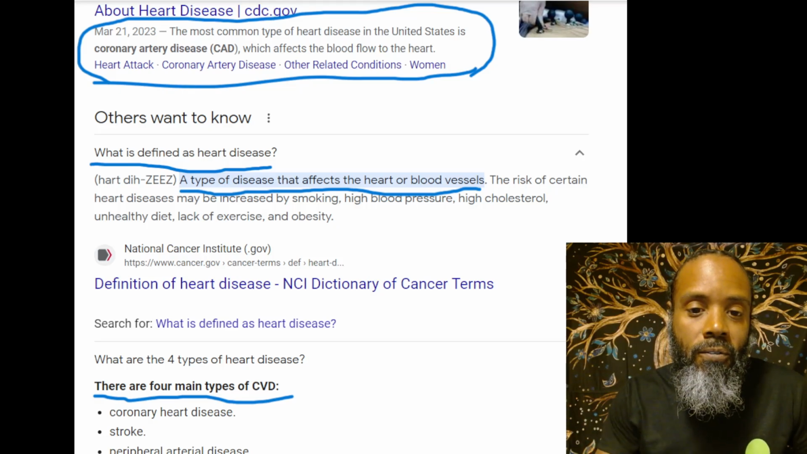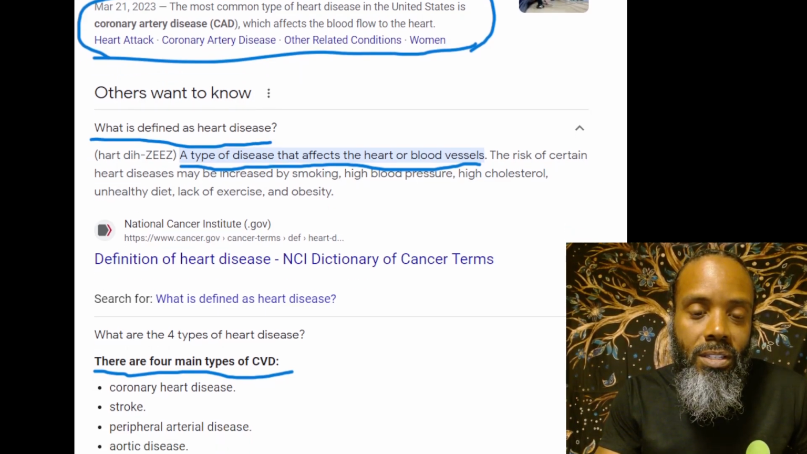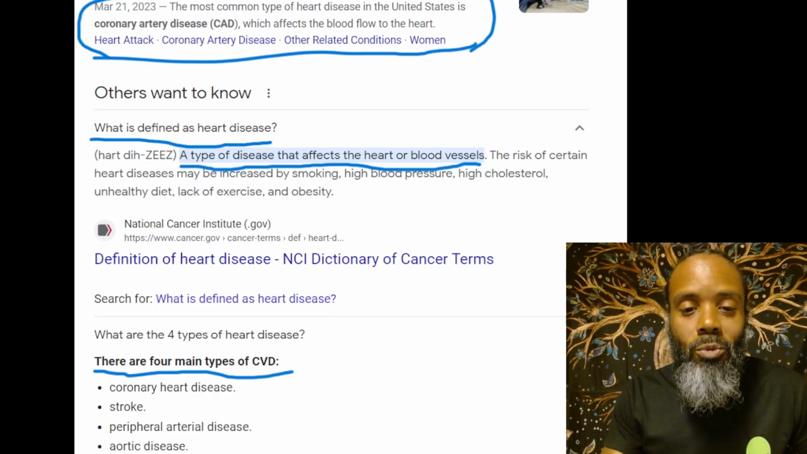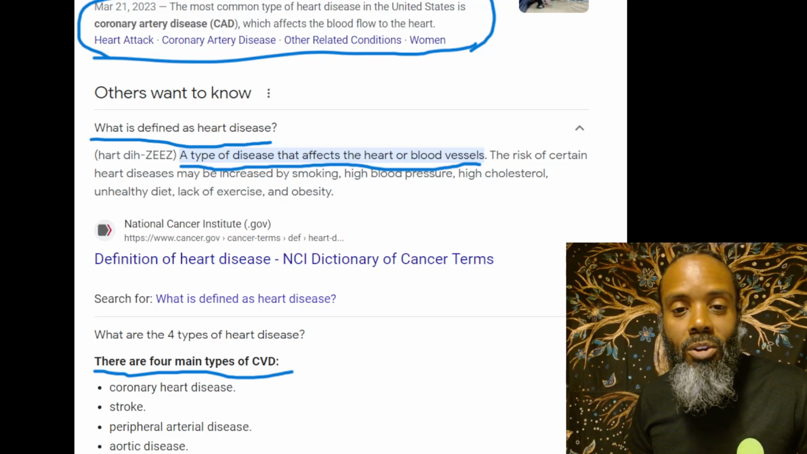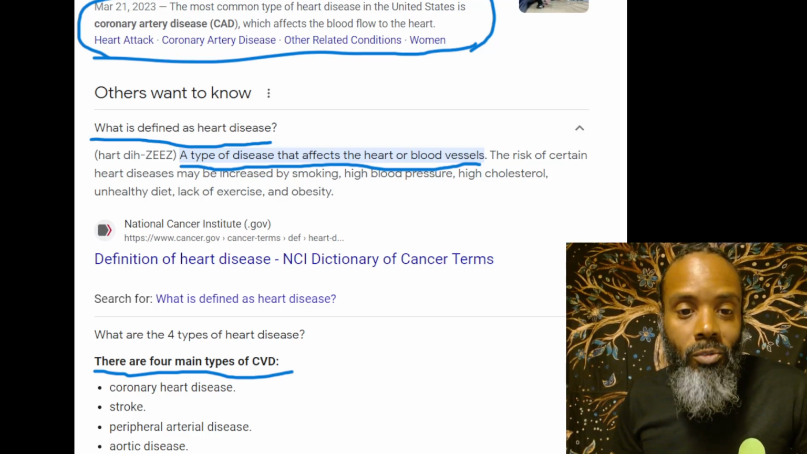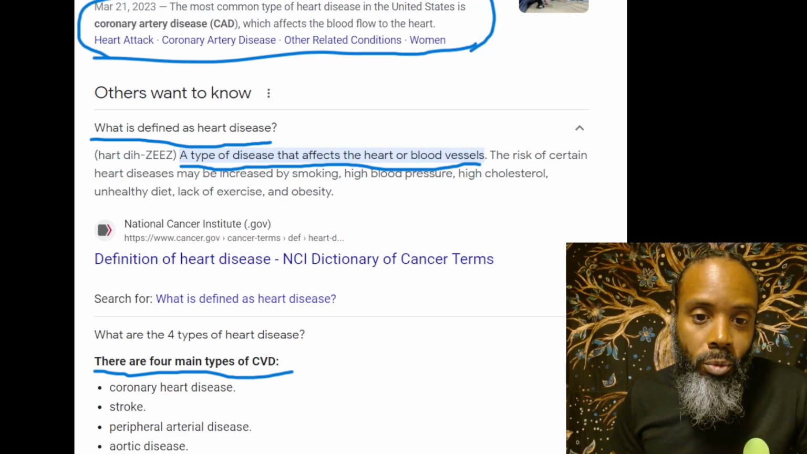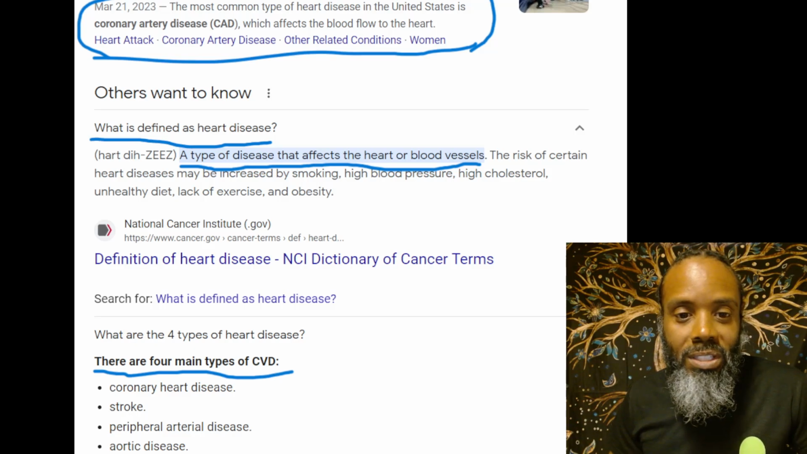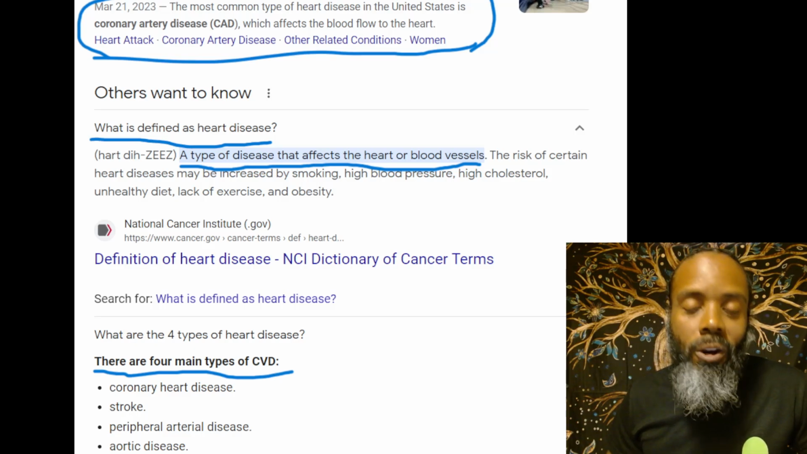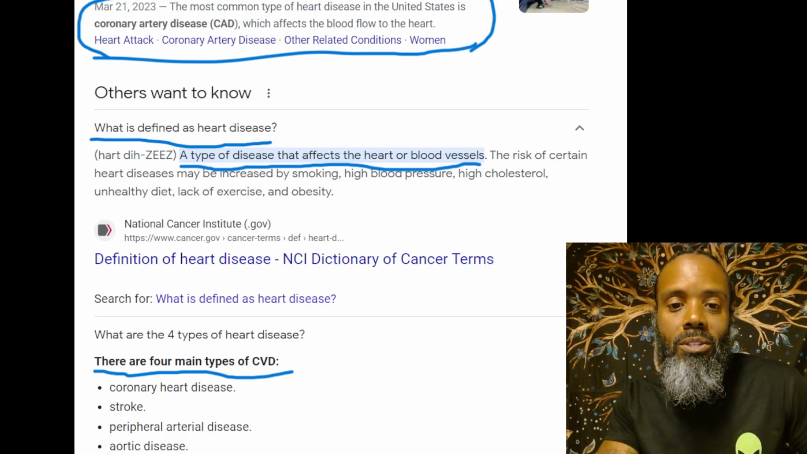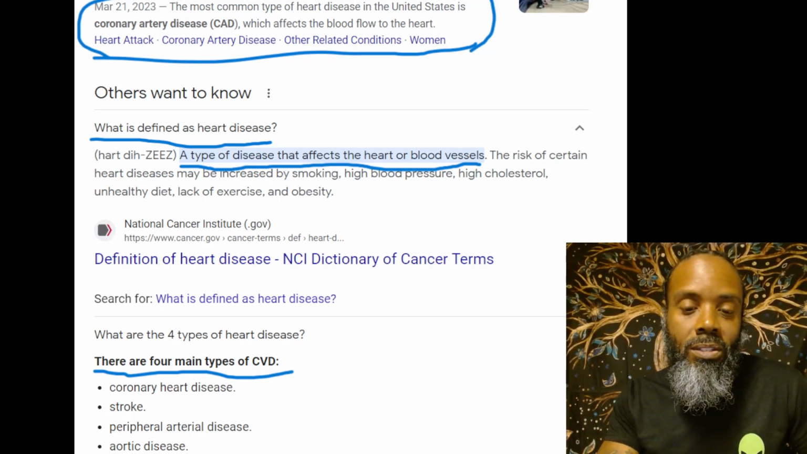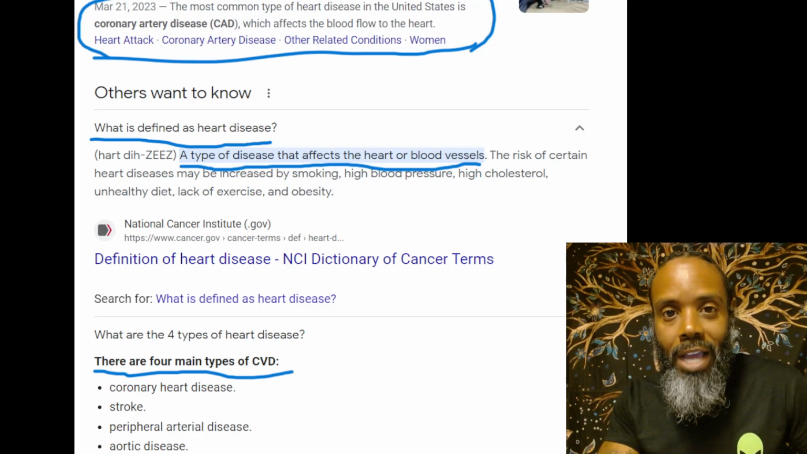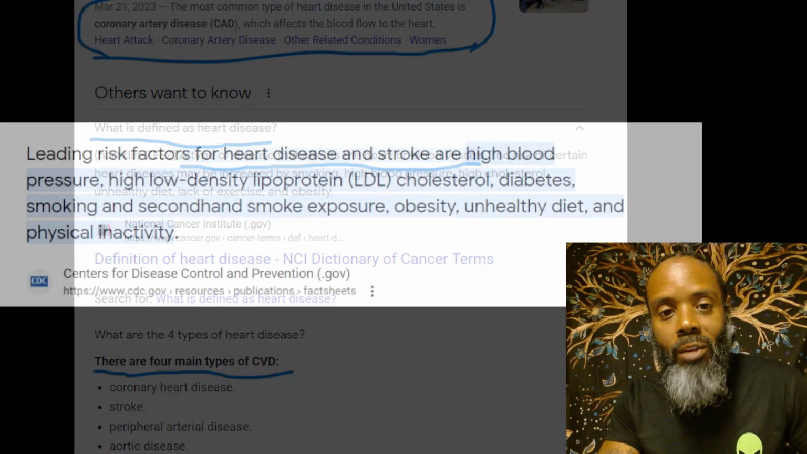There are 4 main types of heart disease: coronary heart disease, stroke. That's what I was saying just a few seconds ago, that stroke is a type of heart disease. Then you got peripheral arterial disease and aortic disease. So those are your 4 main types of heart disease, which suggests there are other types, but these are just the main ones.